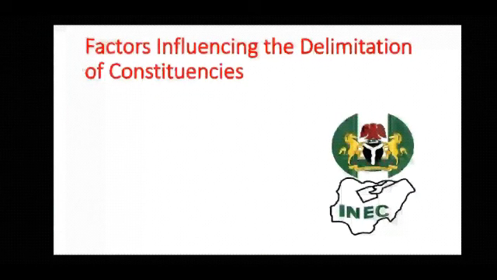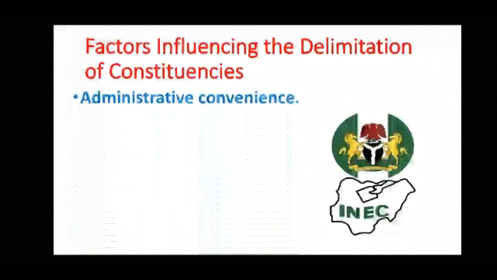There are so many factors that influence the delimitation of constituencies. One, administrative convenience. The need to consider convenience has often led to merging of some local areas that are near to one another to form a constituency. And again, population. A high density area may press for a separate constituency, even when the area is not that large.